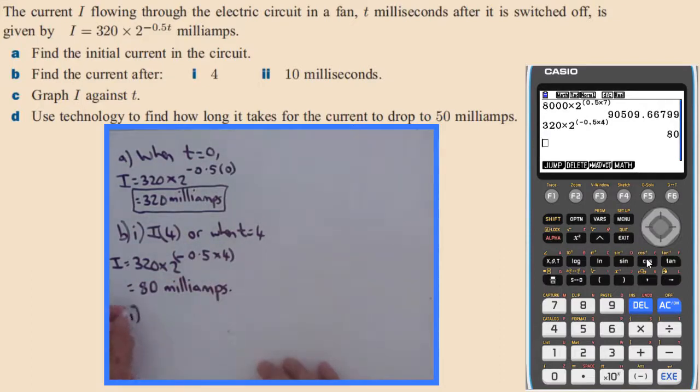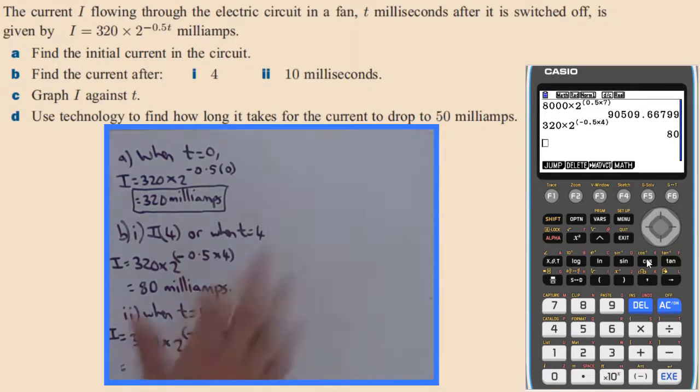Okay, part B2, 10 milliseconds. When t equals 10, I equals 320 times 2 to the power of minus 0.5 times 10. As I said in the last video, you could potentially use a table mode for repeated calculations. If you wanted a lot of these, you should definitely consider a table mode, or graphing the function and using the trace feature, where you put in a value of x and it gives you the y. But seeing as there's only 2 and I want to show working, I'm doing the substitution.